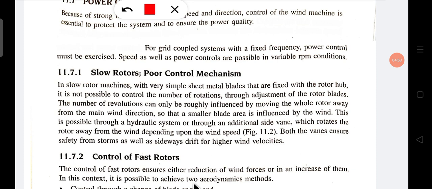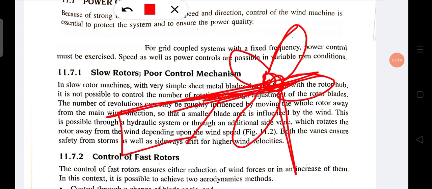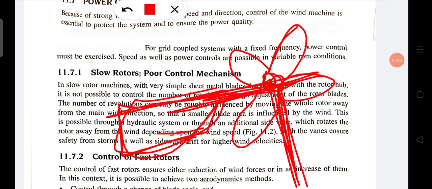You know vane. Vane means this type of vane. Let's say these are metal blades, three blades, or let's say four blades. This is the rotor, and on the back side there is a vane also. Due to this vane, the total rotor moves away from the storm or any high speed velocity wind.